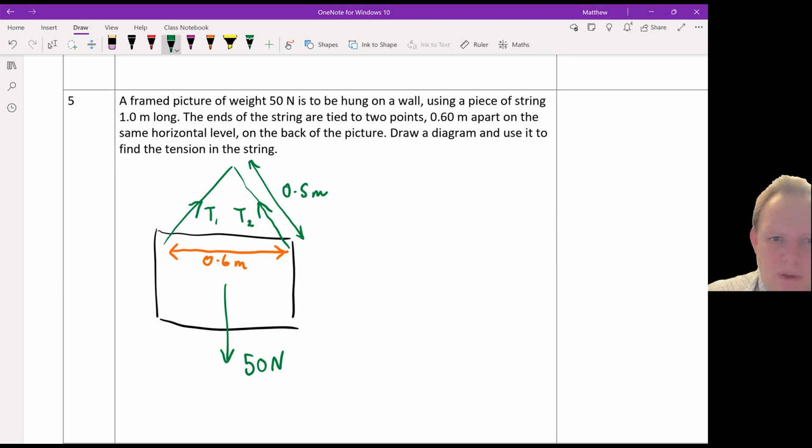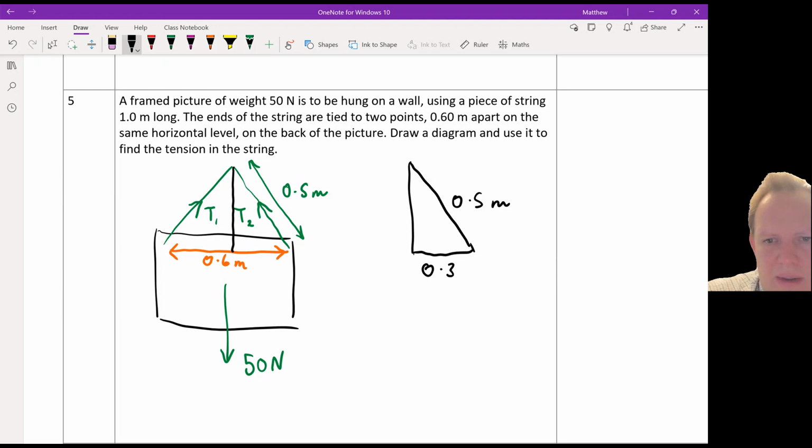So the first thing we need to be able to solve this problem is an angle. The angle is going to come from a bit of geometry. I'm going to split this in half and redraw the triangle that I've now got on the right hand side. This has length 0.5 meters here and 0.3 meters down here at the bottom. I'd like to find the size of one of these angles. Doesn't matter too much which one I pick.